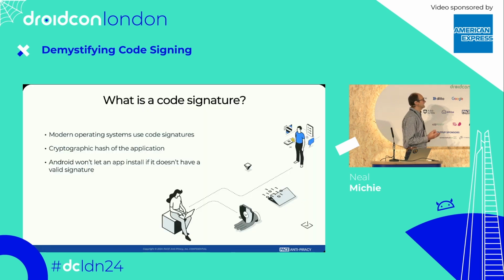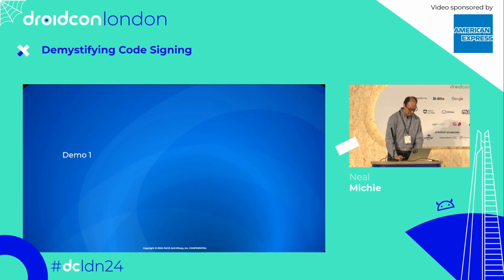So what is code signing? And why is it important to us as developers? Well, most modern operating systems require applications to be code signed. And it's basically a cryptographic hash of the application binary, the classes, and all the resources that make up the application. On Android, we can't even install an app onto a device if it doesn't have a valid signature. So let's look at this and see how it actually plays out in practice.